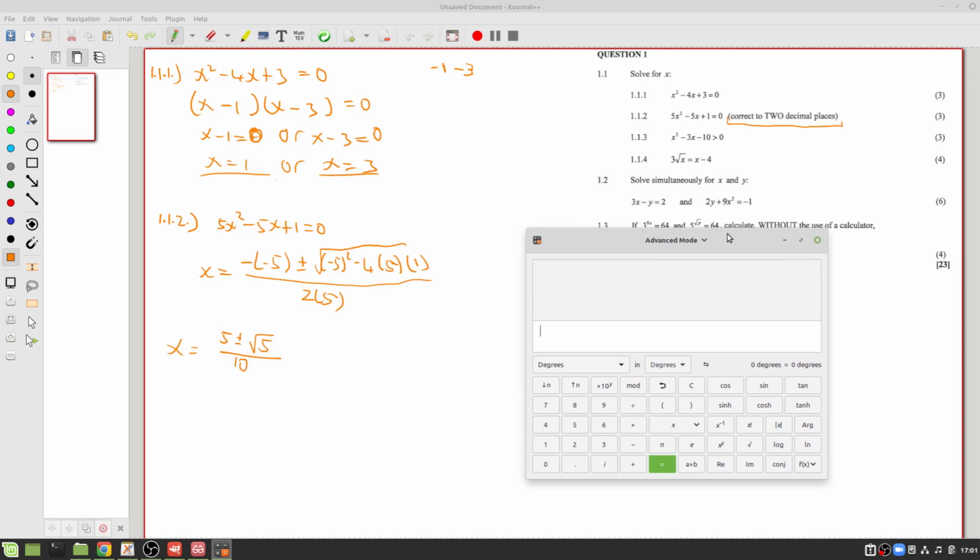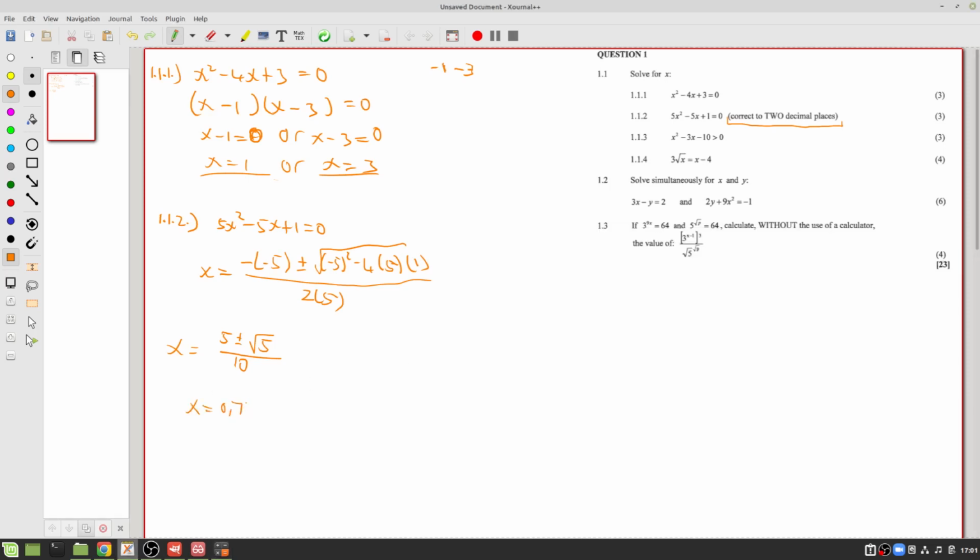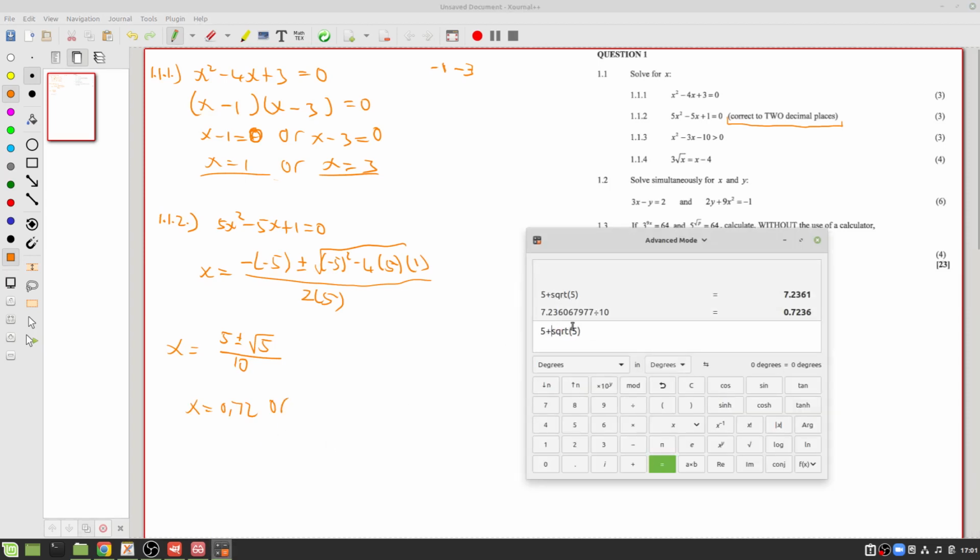Alright, so let's do first the plus, 5 plus the square root of 5. And that answer we divide by 10. So 0.72, correct to two decimal places, right? So x equals 0.72, or, and now we're going to do a minus. So 5 minus the square root of 5. And we're going to divide that by 10. So 0.28. If we round, the 6 turns the 7 into an 8. 0.28.